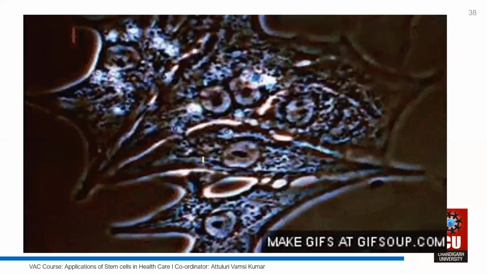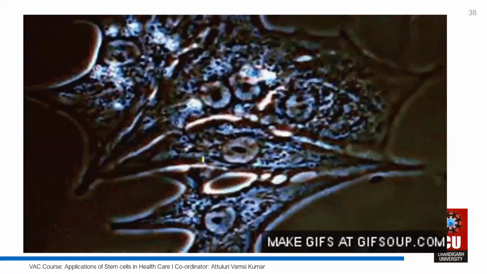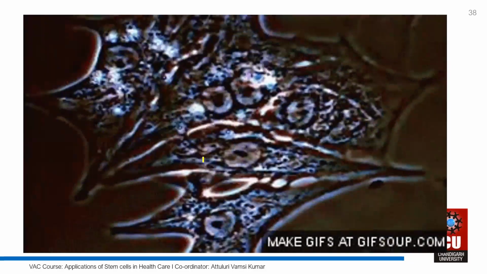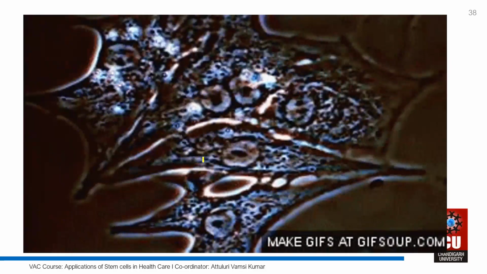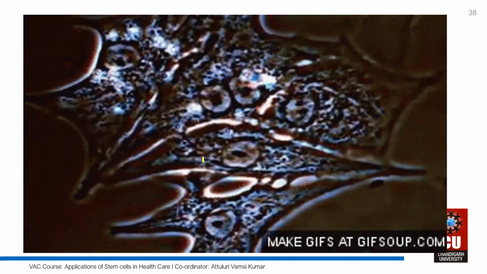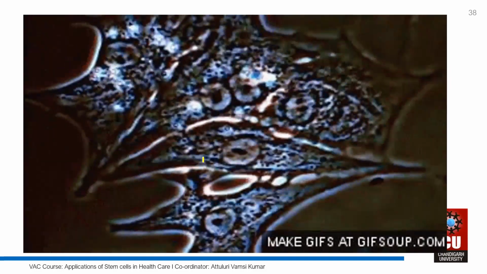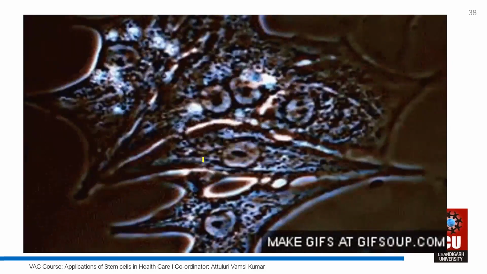without using an embryonic stem cell. This is an adult cell that was converted into a pluripotent stem cell. Such stem cells are called induced pluripotent stem cells. We have induced pluripotency into an adult cell, leading to the formation of an induced pluripotent stem cell.